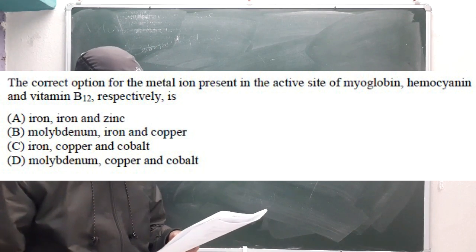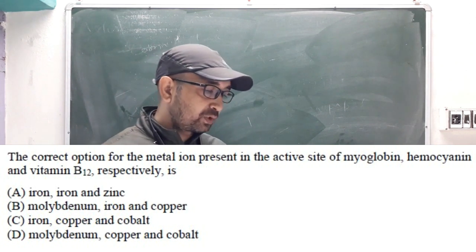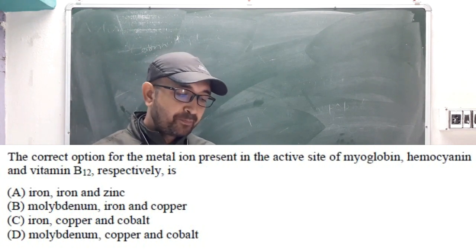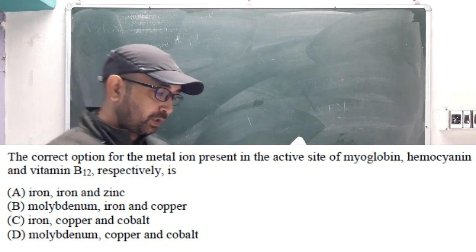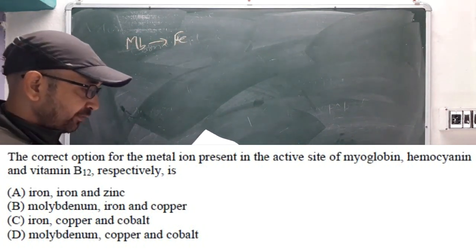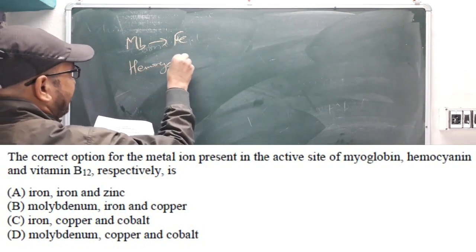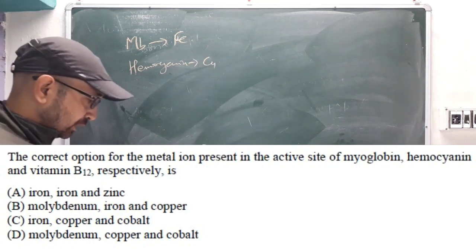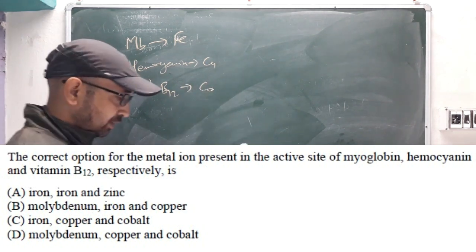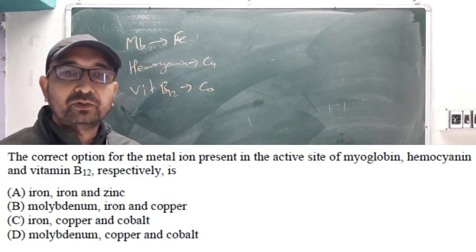Okay, we'll see question number 6 from 2019. The question says: the correct option for the metal ion present in the active site of myoglobin, hemocyanin and vitamin B12. For myoglobin, we know that it is iron. For hemocyanin, we know that it is copper, already we drew it. And for vitamin B12, it is cobalt. So iron, copper, cobalt. Option C will be your correct answer, right?